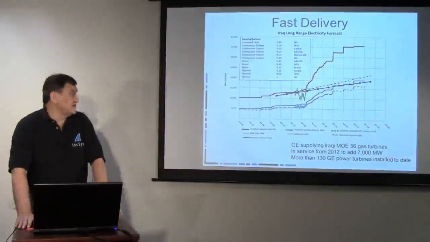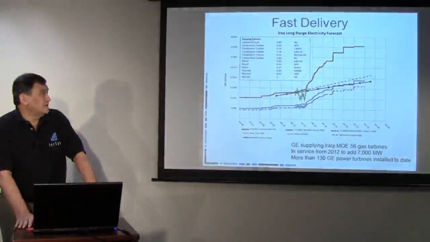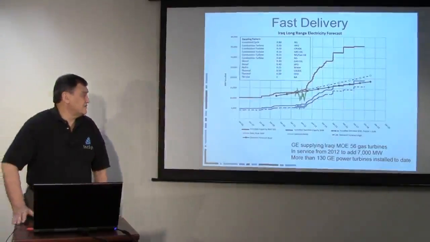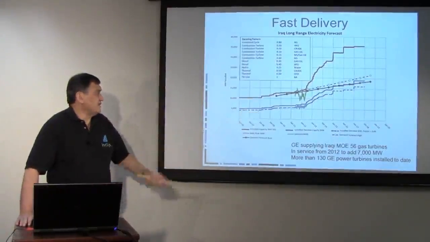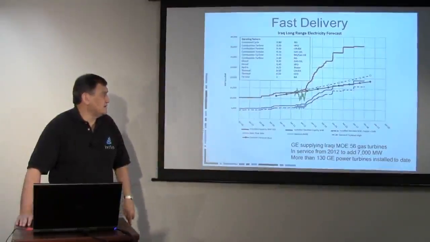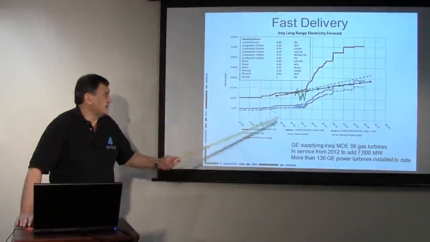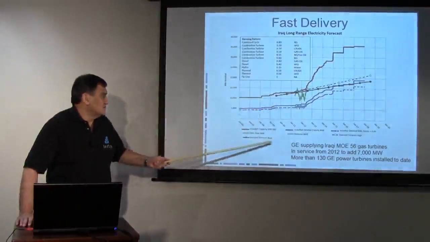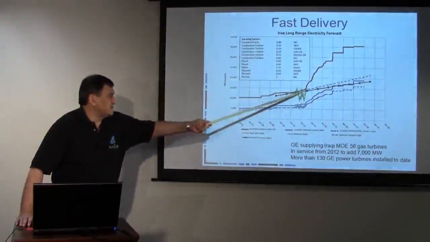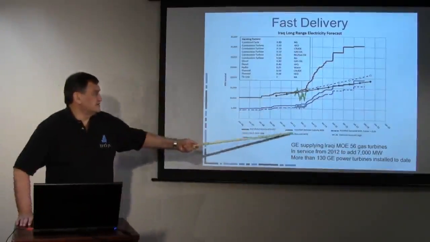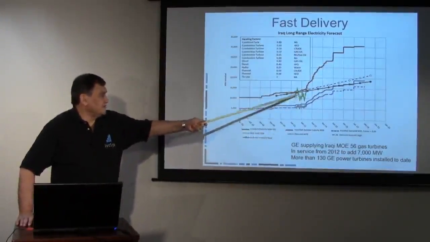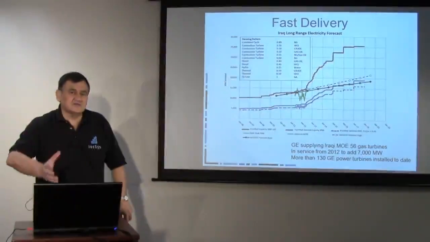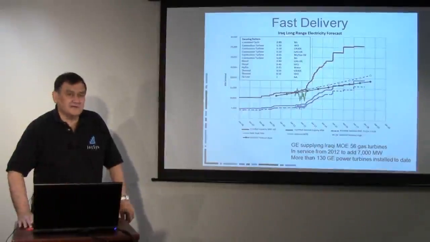Here's an example of fast delivery. In the Iraqi power system, they were at about 5,000 megawatts after the toppling of Saddam Hussein, and over a period of time, this here is the actual forecast base of load, and this is the actual demand, and they have not been meeting the demand. The actual supply is less than the native demand, so they've been literally going through rotating blackouts.